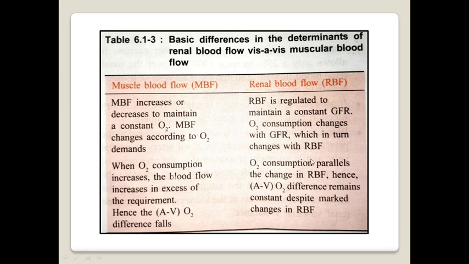While in the kidney tissues, oxygen consumption changes parallel to the change in renal blood flow. So the difference remains constant despite marked change in renal blood flow, because here the oxygen is not being consumed in metabolic activity. So this AV oxygen difference remains constant for the renal blood flow, but in other organs this difference gets reduced. Clear? So that is the basic difference between renal blood flow and the blood flow to other organs.